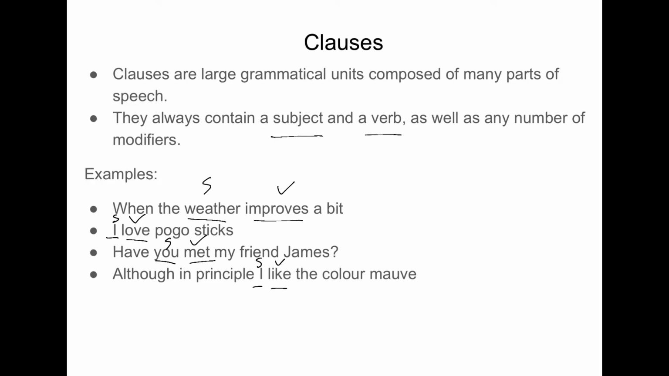What you might notice is that while all of these are clauses, only a couple of them could actually form a sentence. If you tried to say, when the weather improves a bit, something's missing. If you try to say, although in principle I like the color mauve, something's missing, but it's still a clause. The only thing that matters is, does it have a subject and a verb?